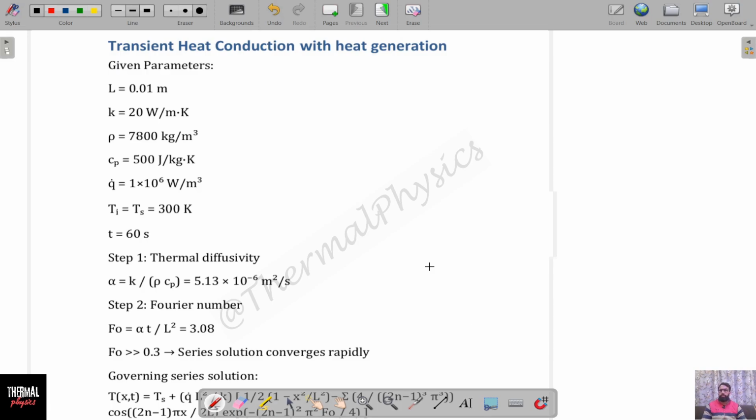Hello and welcome back. In today's video, we are going to start another video, which is transient heat conduction with heat generation, another problem that we will be studying here. So this will probably be the last video from the pure conduction tutorial side, and next we are going to start with the pure convection heat transfer problems.